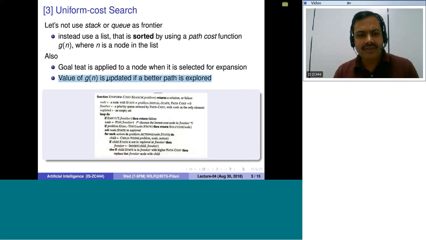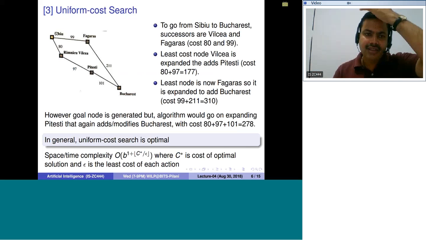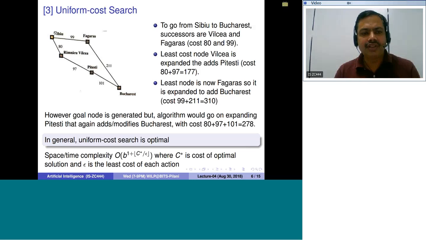And the same thing I'm telling, that the value of g(n), that is the cost that you got from the root to here, is actually updated if a better path is explored. So let us see an example. This is the same graph that we have seen, a subgraph of that. Sibiu is a place, and Bucharest is the final destination.